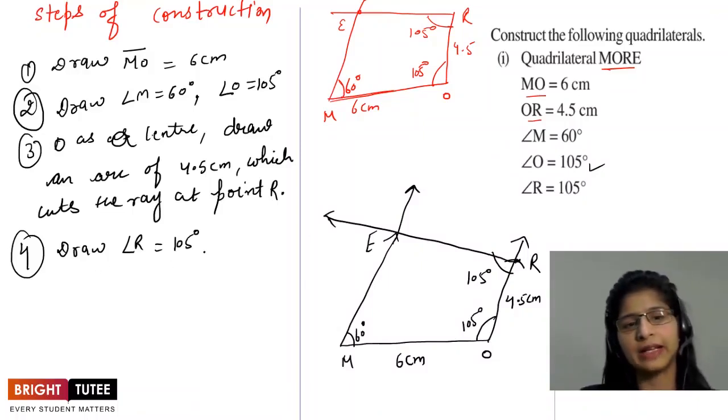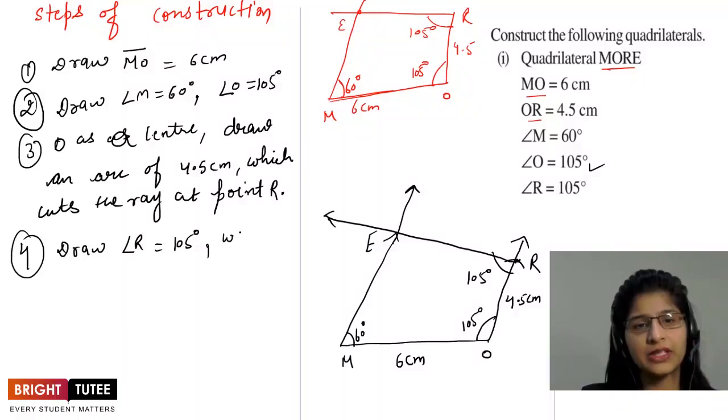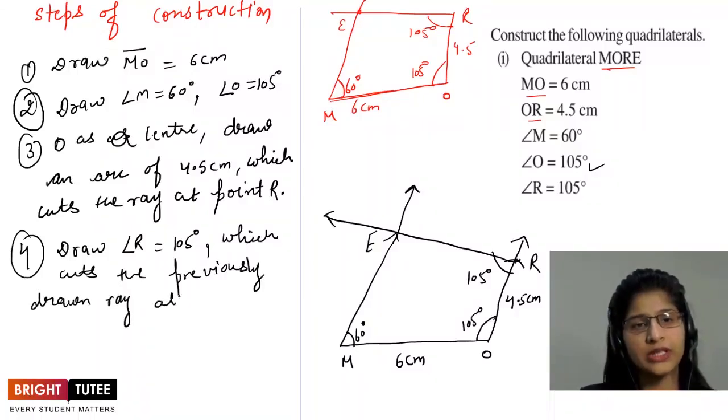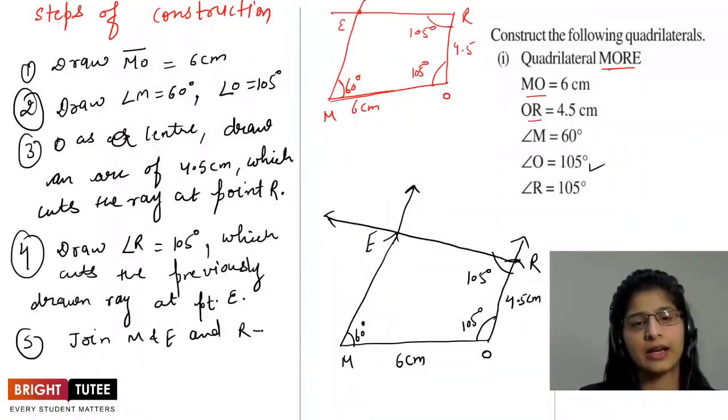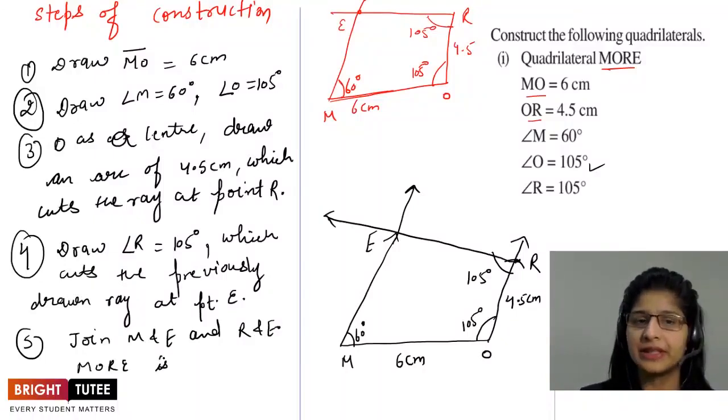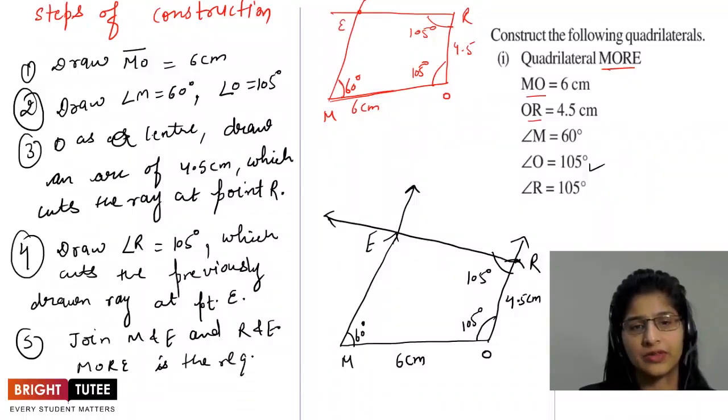So we have drawn angle 105, whose ray cuts the previously drawn ray at which point? At point E. The next step is we are going to join M and E and R and E. So MORE is the required quadrilateral.